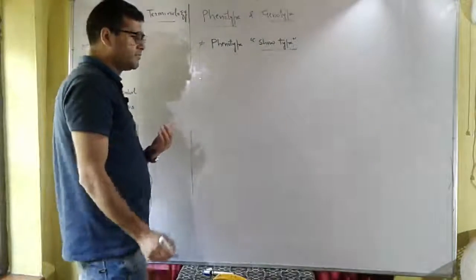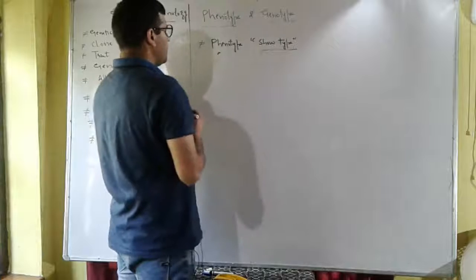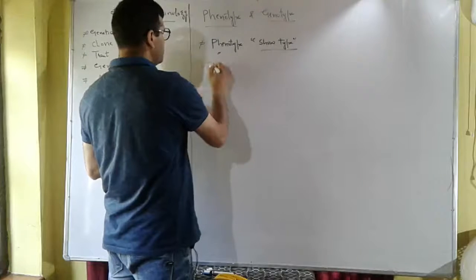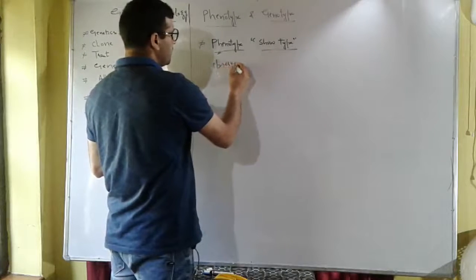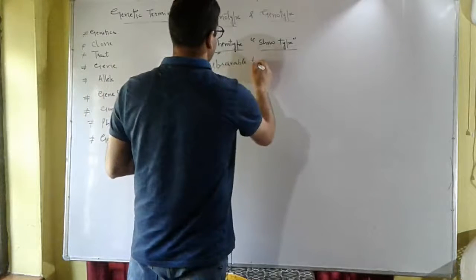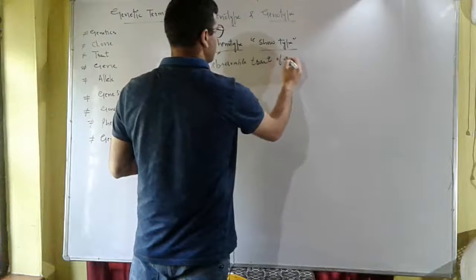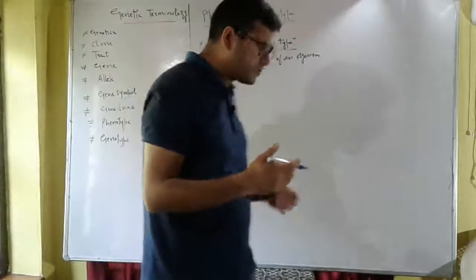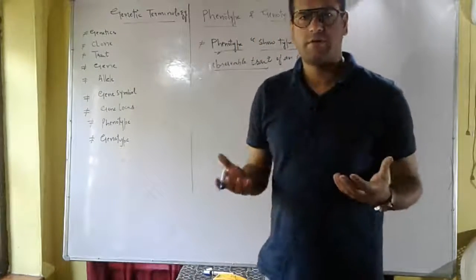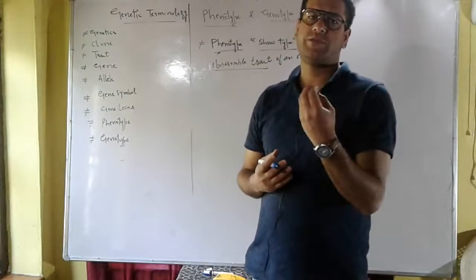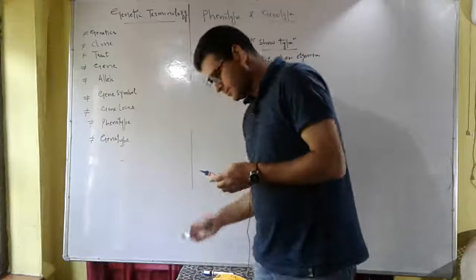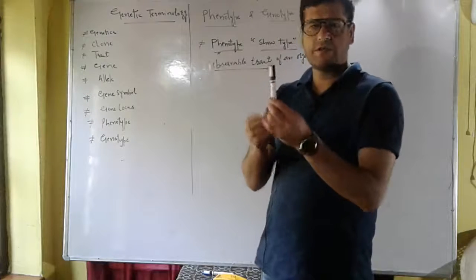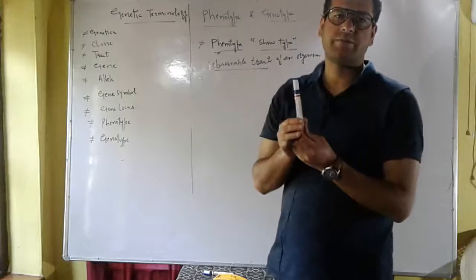So phenotype is simply the structural, observable trait of an organism. What you observe, that is called phenotype, show type. What an organism shows to you, that is called phenotype. For example, we have this marker, and what is observable to you regarding this marker, it is phenotype.